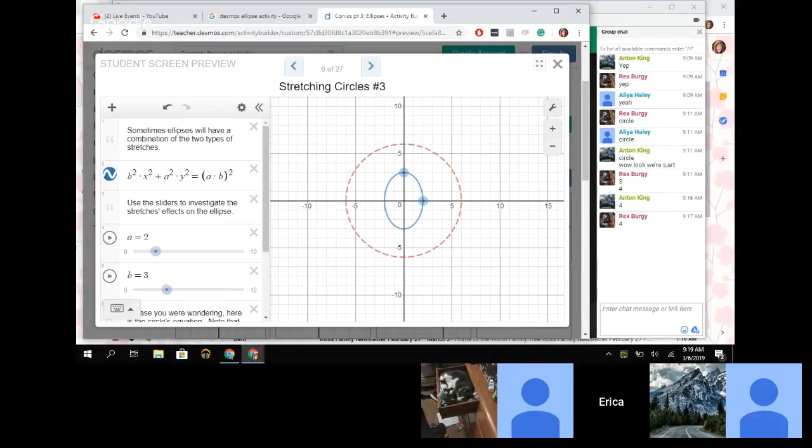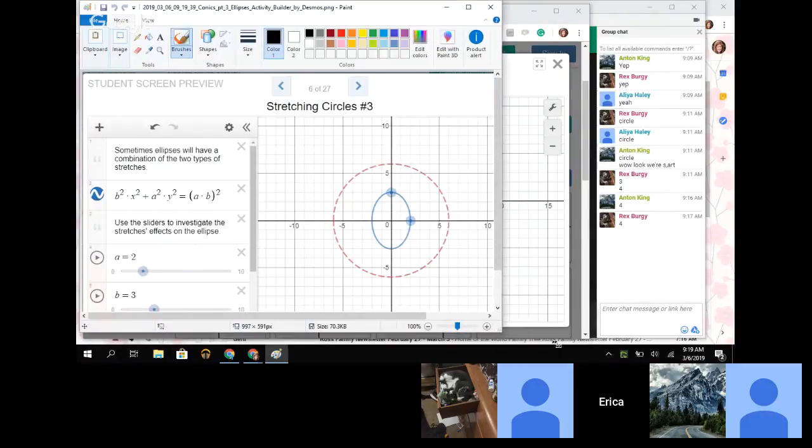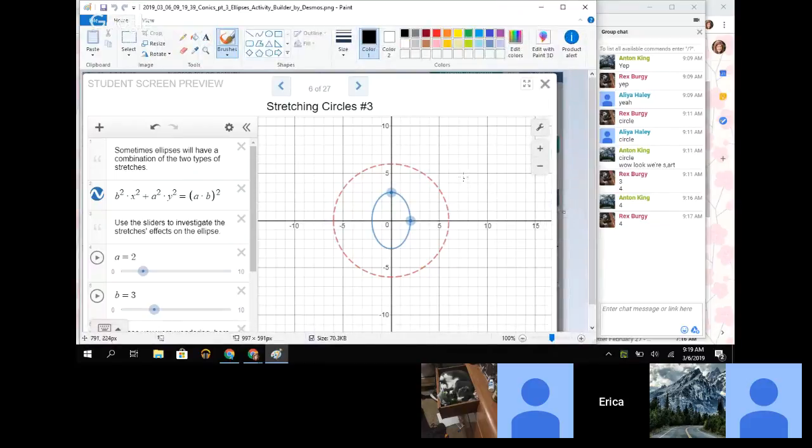Okay, and I'm going to print screen this so I can write on it. So my red circle right here has an equation of x squared plus y squared equals 6 squared. That's the red dotted circle. That's my equation for that. I think everybody's good with that, right? It's got a radius of 6. It's at the center.